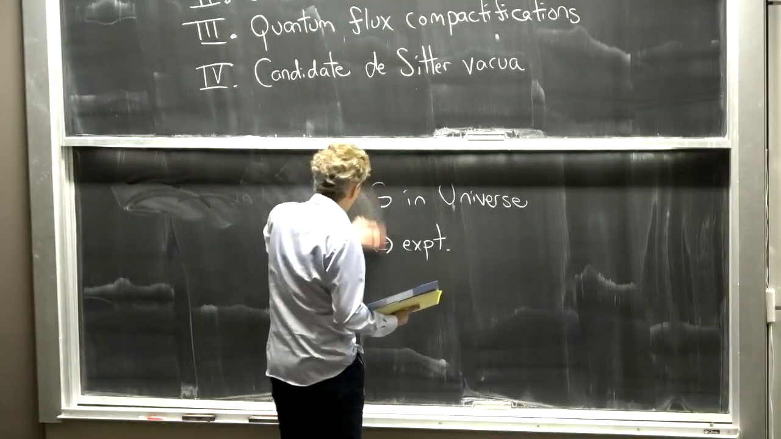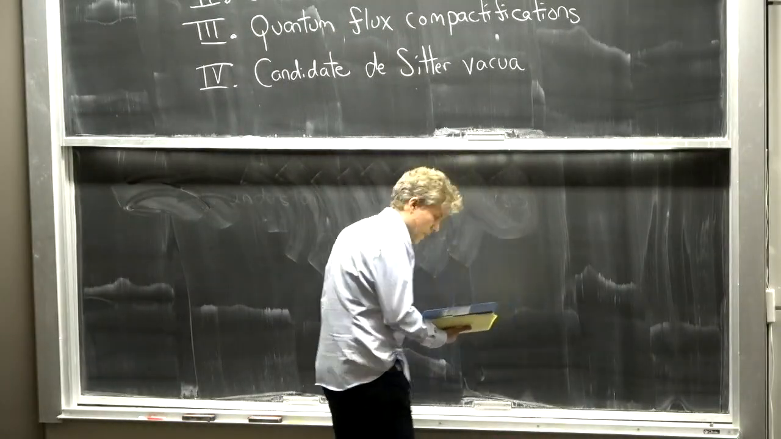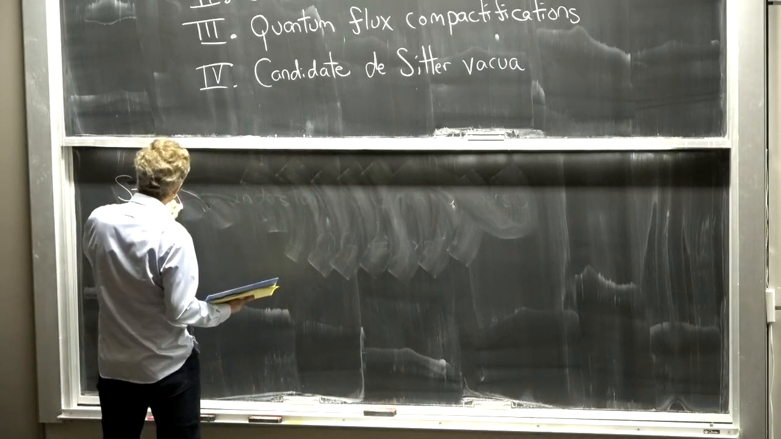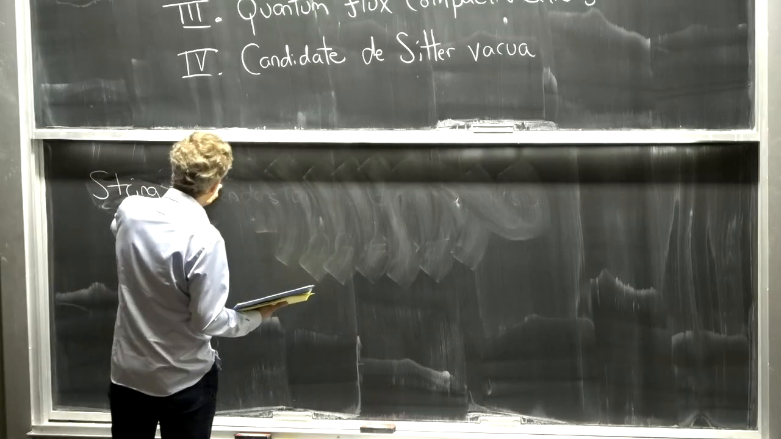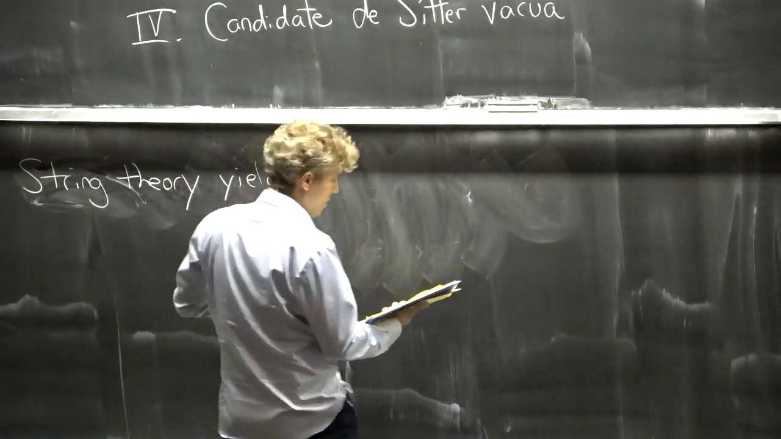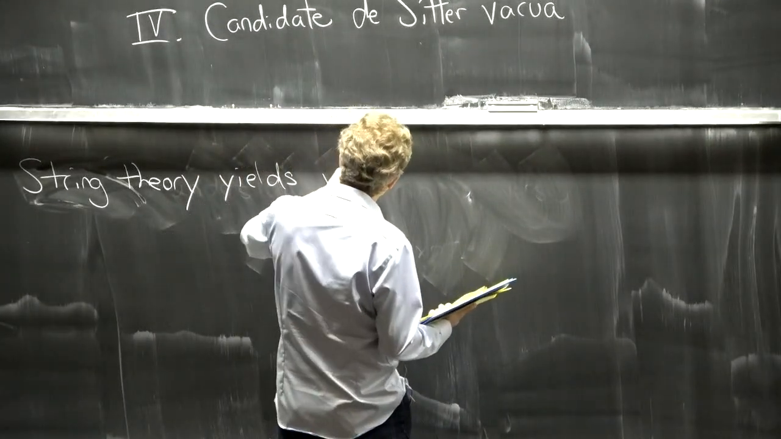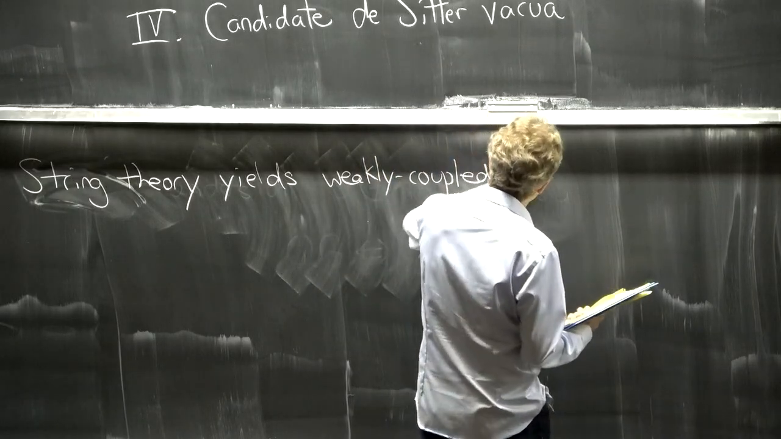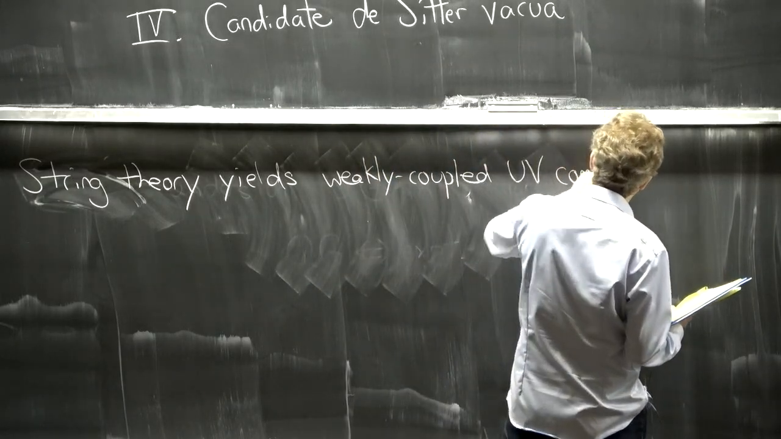Okay. So we want to go somehow into quantum gravity, and how are we going to do that? We need a theory of quantum gravity, and of course the one we're going to use, the only practical one in hand now, is string theory. And string theory can furnish, in some cases, weakly coupled UV completions of gravity.